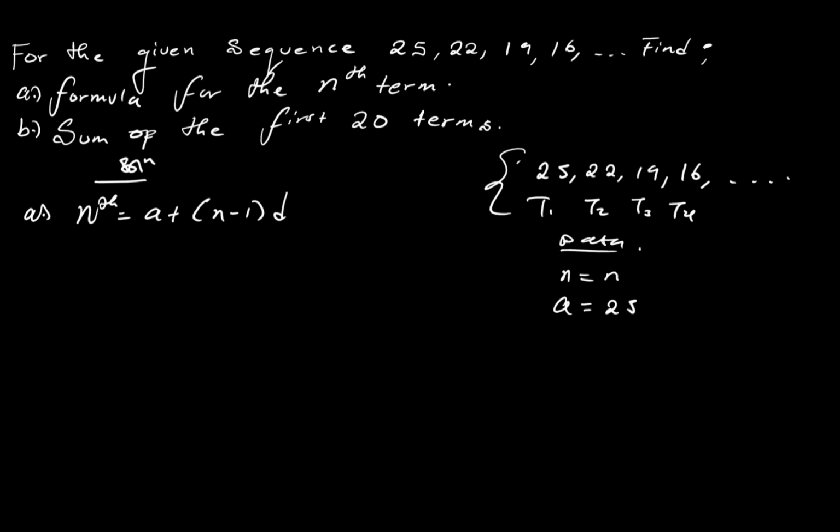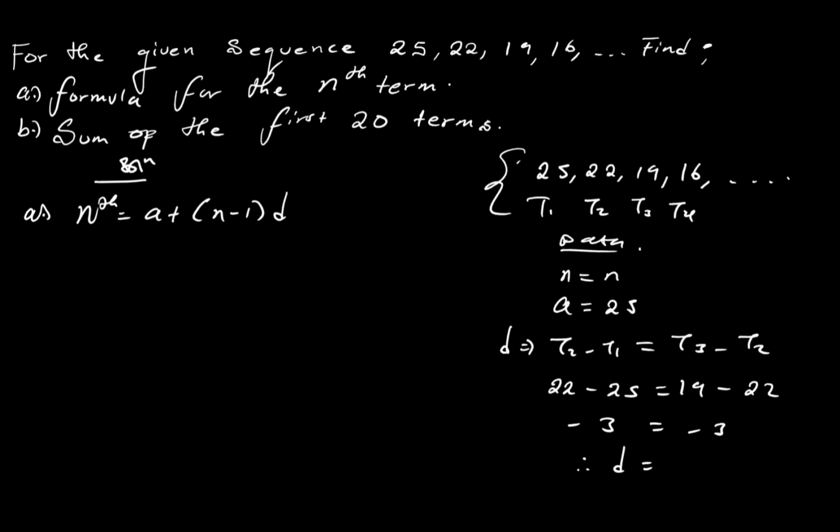And then the common difference d is found by saying term 2 minus term 1, which should be equivalent to term 3 minus term 2. Now term 2 is 22 minus term 1, which is 25, should be the same as term 3, which is 19, minus term 2, which is 22. Now if you subtract 22 from 25, you have negative 3. In a similar manner, 19 minus 22, you'll be having negative 3. This tells you that the common difference d is minus 3. So you'll have minus 3 in both ends.